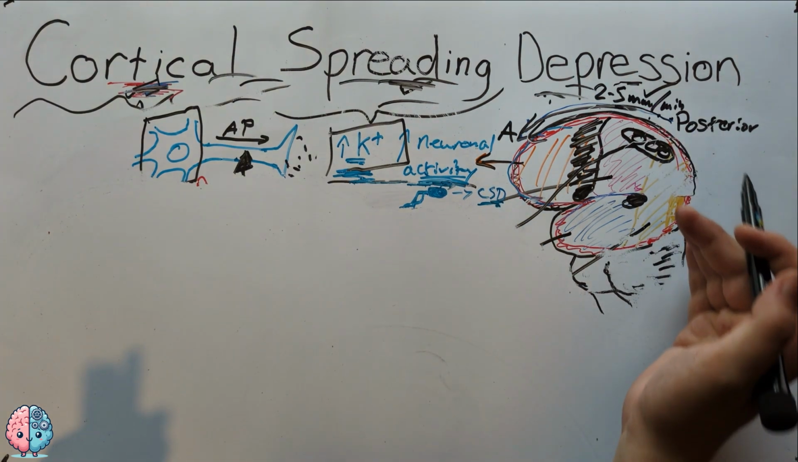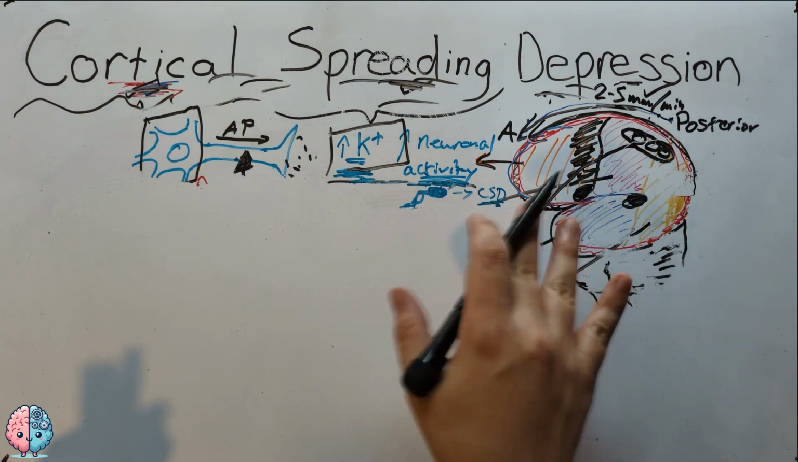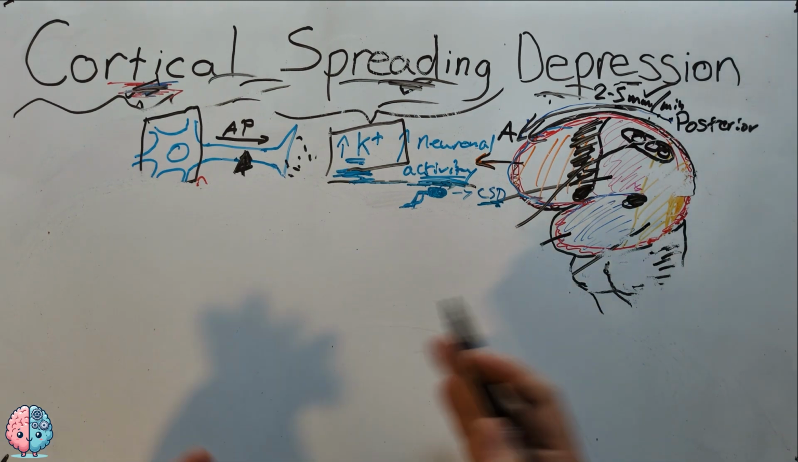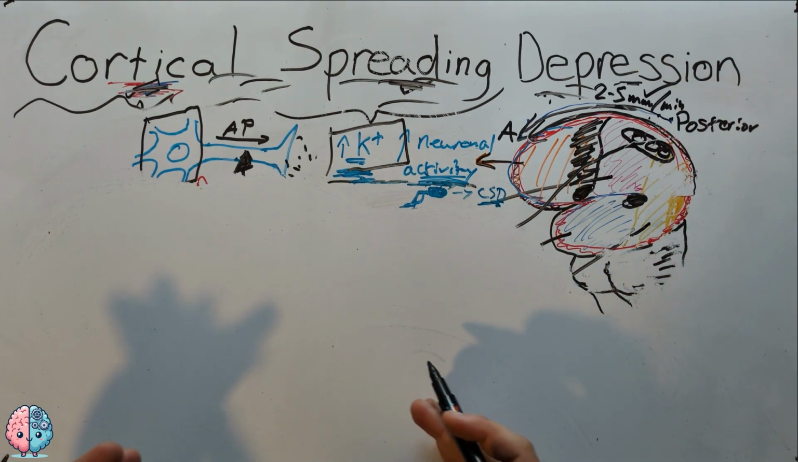So we know as cortical spreading depression moves, it affects different areas of the brain. So therefore, we have different symptoms like we talked about before.